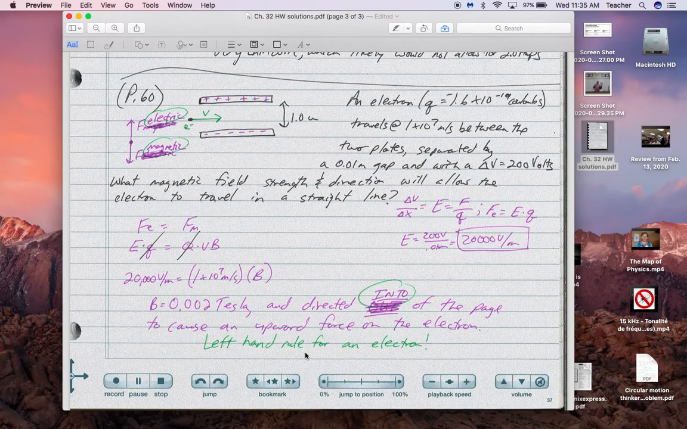Left-hand rule for an electron, that's what I screwed up about initially, because I had my fields or my forces reversed, and therefore I had my direction reversed.